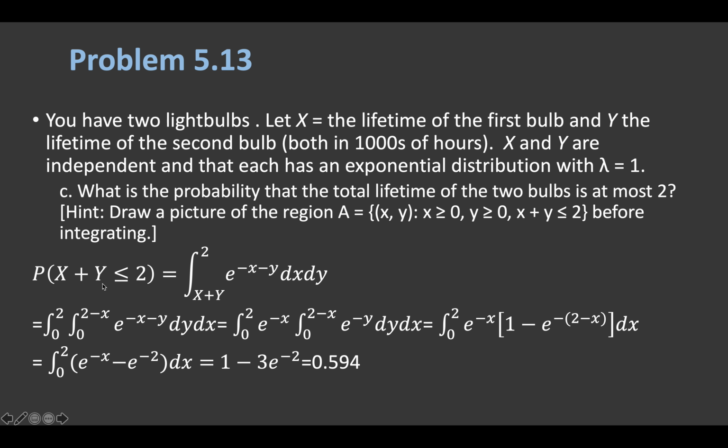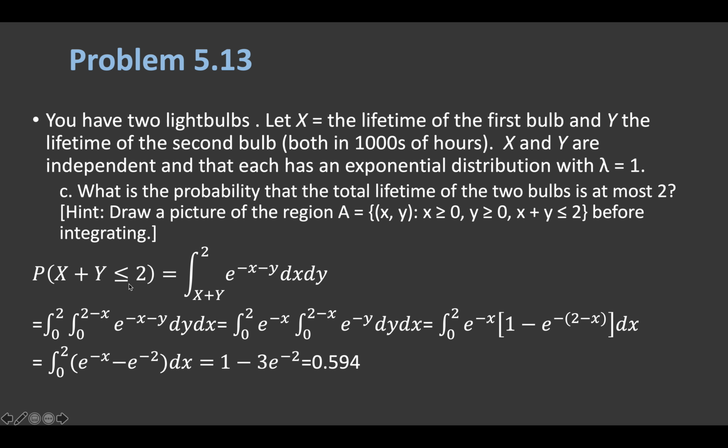So the sum of M and N needs to be no more than 2,000 hours. And this is basically the probability of X plus Y smaller or equal to 2. We never dealt with this before. This is new to us, right? But this can happen for joint random variables. This is smaller or equal to something.